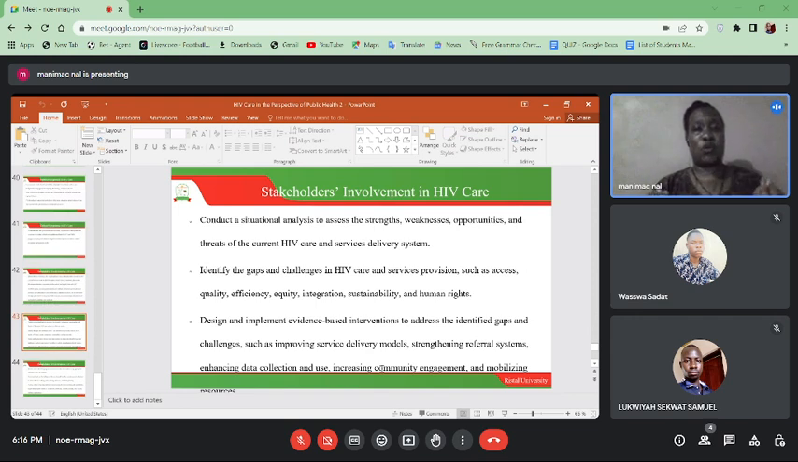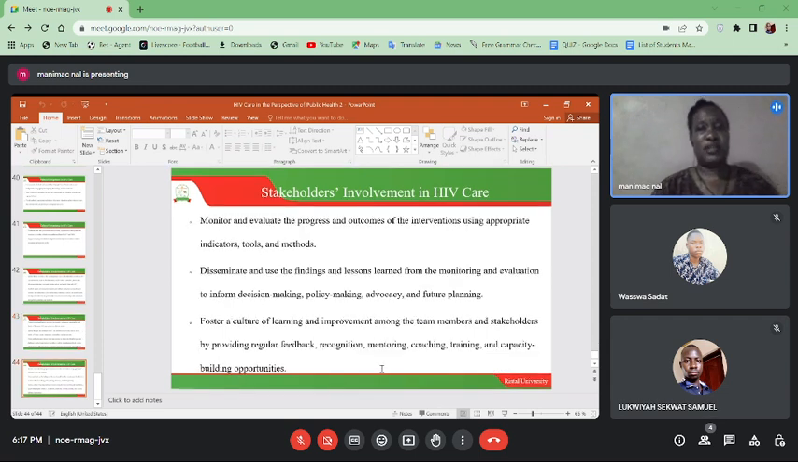Furthermore, conduct a situation analysis where you can identify the strengths, weaknesses, opportunities, and threats of the current HIV care and service delivery system. You identify the gaps and the challenges, and it is also very important to know the service provision and how you are going to assess quality, efficiency, equity, integration, sustainability, and human rights. Design and implement programs that must be evidence-based to address the gaps and challenges, as well as improve the service delivery model.